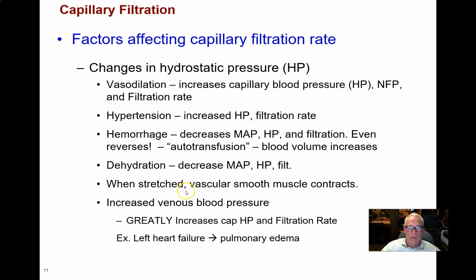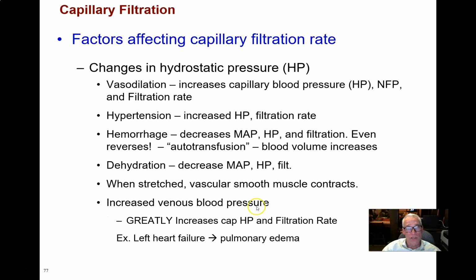When you stretch vascular smooth muscle, it contracts. So that's something we discovered when we talked about myogenic autoregulation. I should have maybe put this somewhere else. If you have an increase in blood pressure, hypertension for example, that's going to cause an increase in capillary pressure, increase in the filtration rate, but then those arterioles are going to constrict a bit because they don't like that stretch. They fight against it. The myogenic autoregulation kicks in. We don't have as much increase in filtration as we would have had.